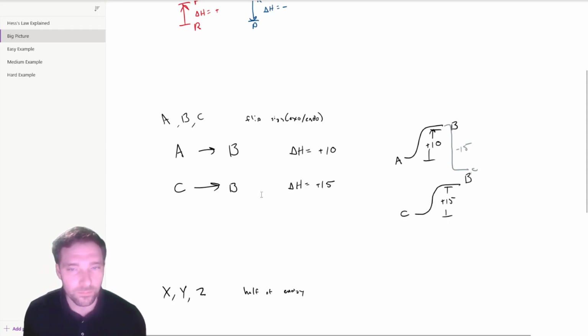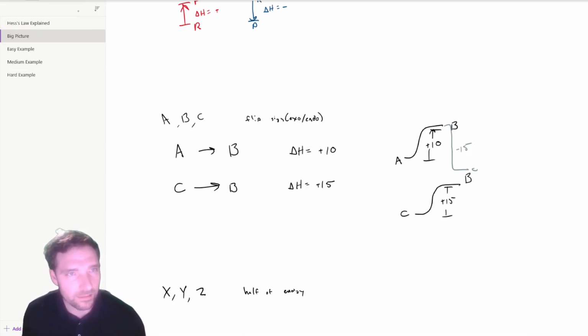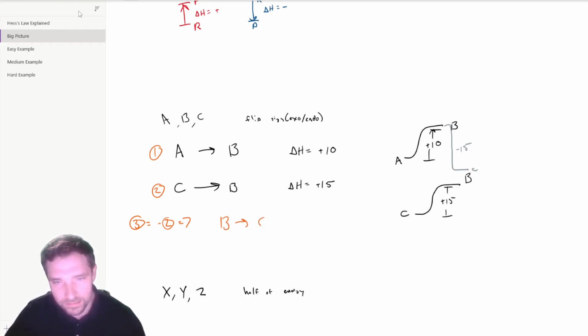So what we do mathematically speaking is I would say, okay, I've got line 1 and line 2, and I'm going to want to flip line 2. So line 3 right here is actually going to be a negative of line 2. And when we do that, we end up getting something that looks more like B forming C and a change in H value that's now a negative 15.